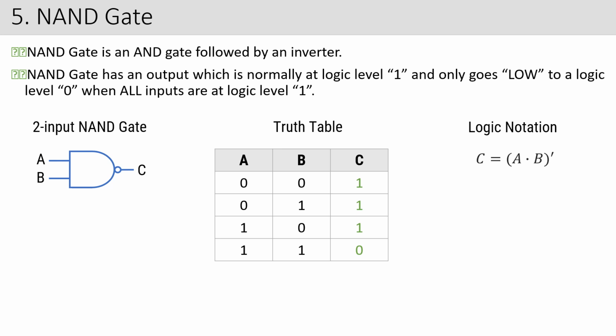The truth table is 0 0 gives 1. Because in the AND gate 0 0 gives 0, and when that 0 is fed onto the NOT gate, it will invert it, and the answer you get is 1. In the same way for 0 1, the AND gate gives 0, so when you invert it, it will become 1.